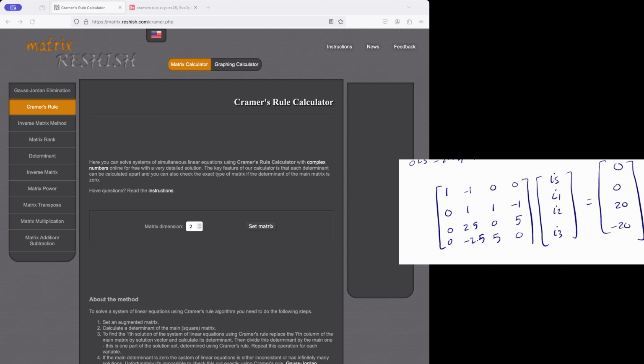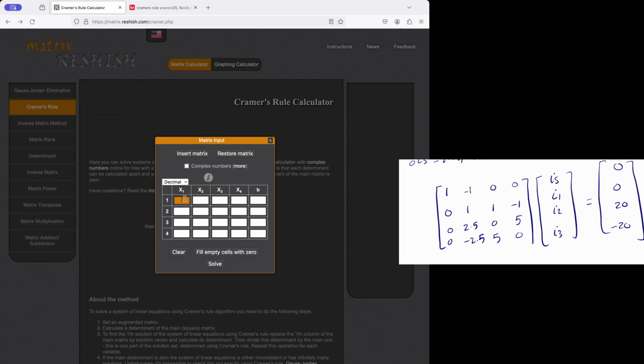And this website, while I don't know the website itself, has basically worked. I tried it with a couple of examples and it worked. So I'm going to show you how I used it. In this particular example, we have a 4x4 matrix. So all we have to do is just say that we have a 4, and then you set the matrix and you go ahead and type the matrix.